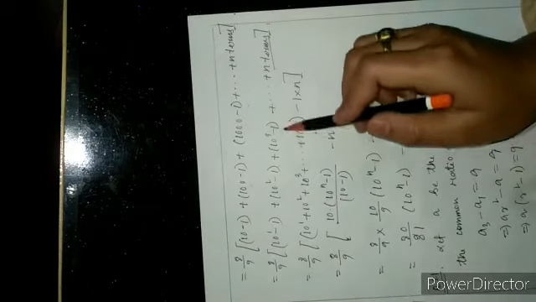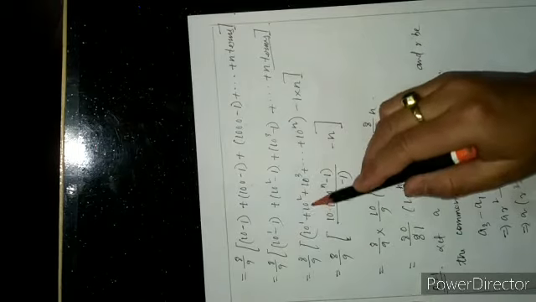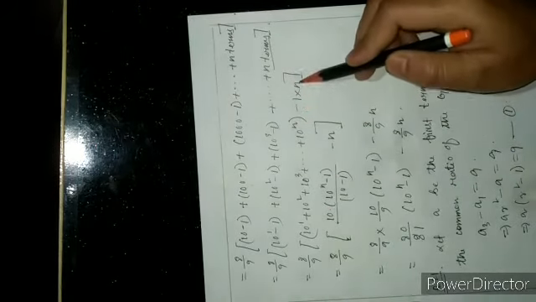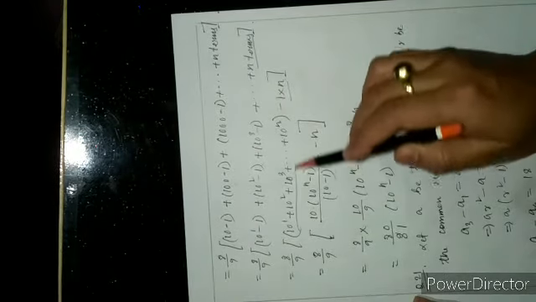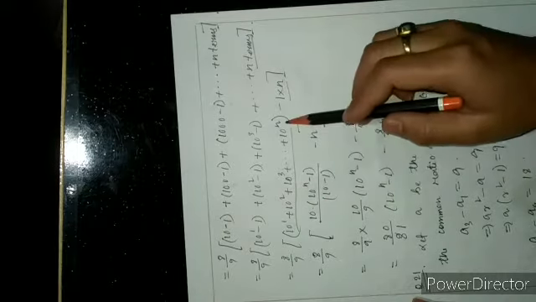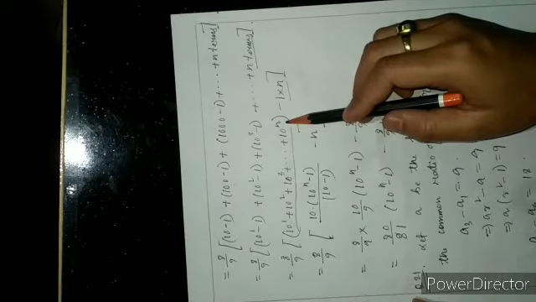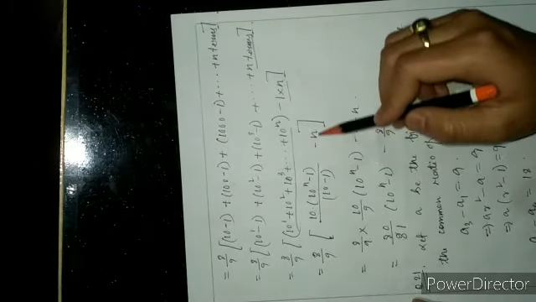Grouping the first terms and the second terms: 8 by 9 times (10 to the power 1 plus 10 square plus 10 cube plus up to 10 to the power n, minus 1 taken n times). This is the sum of a geometric progression whose first term is 10, common ratio r is 10, and number of terms is n. So the sum is 10 times (10 to the power n minus 1) divided by 10 minus 1, minus n.